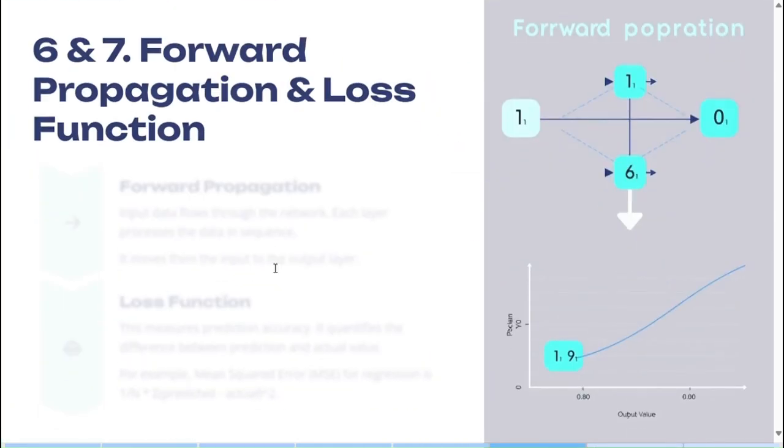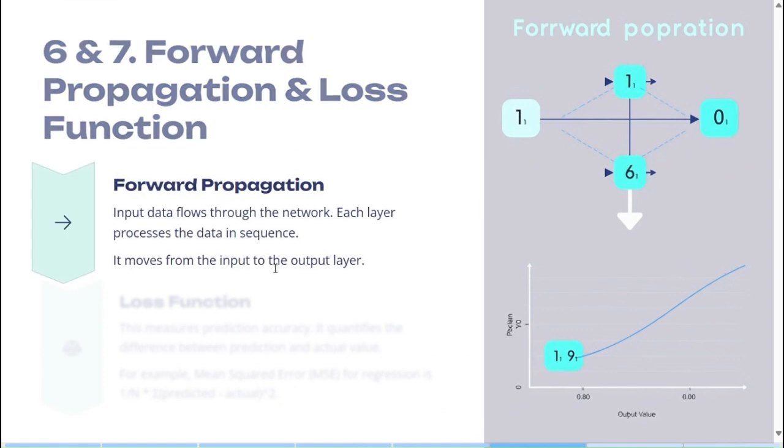Next, forward propagation and loss function. First, forward propagation. Here you can see the diagram. During forward propagation, input data moves through the network layer by layer from the input layer to the output layer. Each neuron computes a weighted sum of the inputs, applies an activation function and passes the result to the next layer. This step continues until the network produces the output.